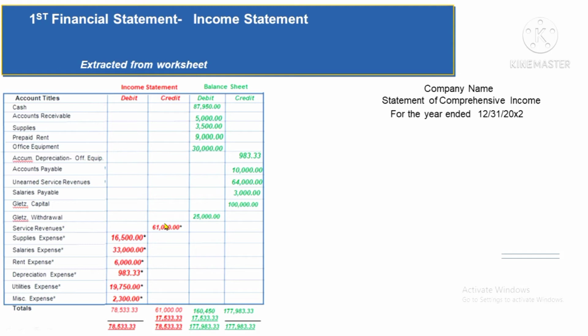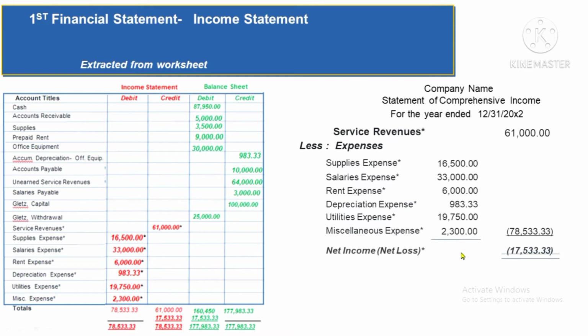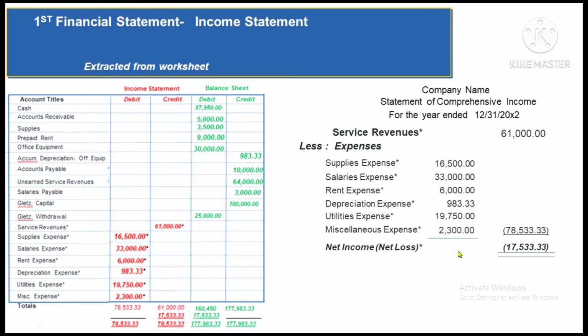So let's start with the service revenues, which has a balance of 61,000. You put it right here, followed by all of these expenses from the supplies expense up to the miscellaneous expense. Let's copy them, but never forget their balances. So we have here their balances, and then you total the expenses and you will get 78,533.33. You deduct the expenses from the revenues, and then you will have a loss of 17,533.33, because again, the expenses are greater. So that's it for the income statement. The second FS is coming right next.